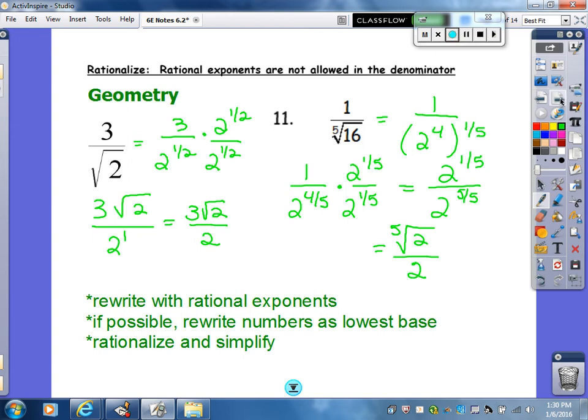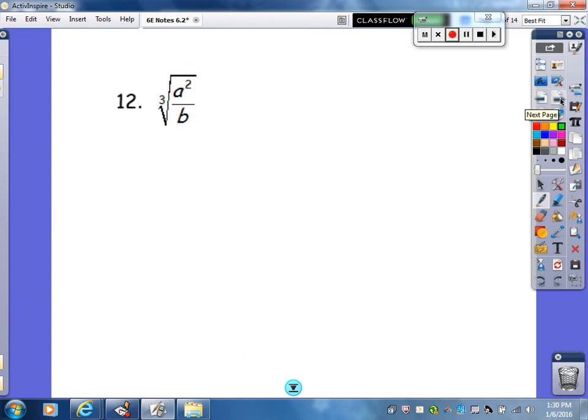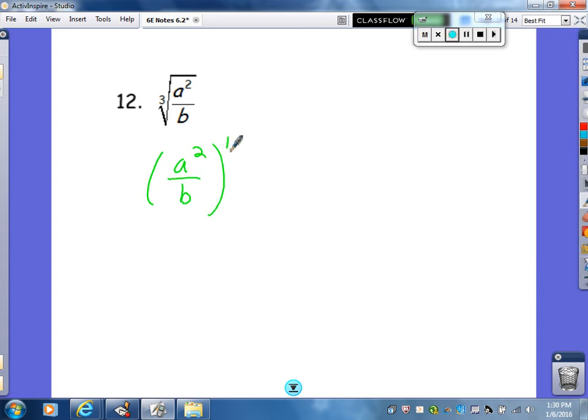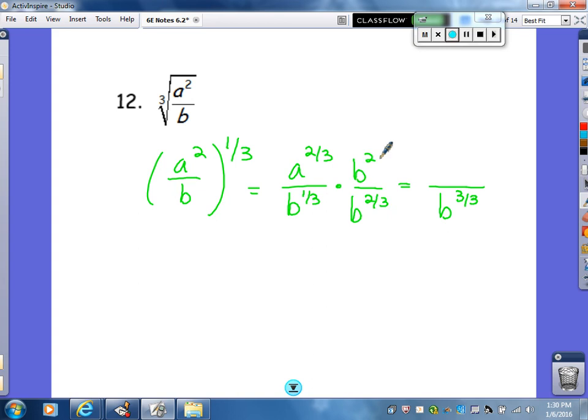All right, one last problem for today on these notes. Let's look at one with variables. So here again, I'm going to rewrite this with rational exponents. So that cube root is going to become to the 1/3 power. Apply my properties. So I've got a to the 2/3 over b to the 1/3. All right, I can't have the b to the 1/3 in the denominator, so I got to rationalize this. What's the closest whole number to 1/3? Well, it's 1. So I want this to the 3/3 power. So what do I need? I need a b to the 2/3.